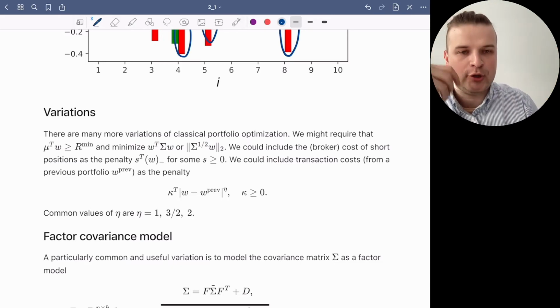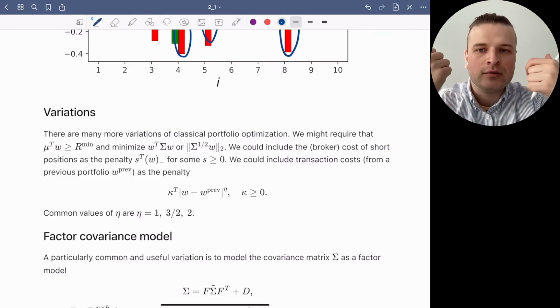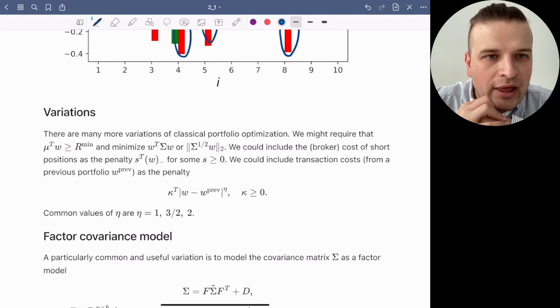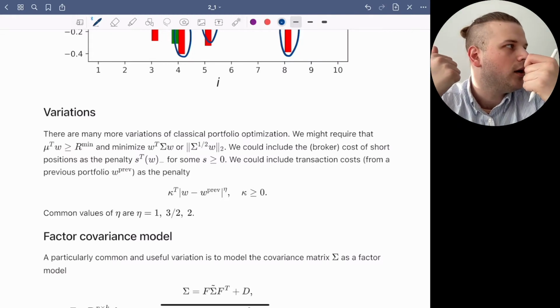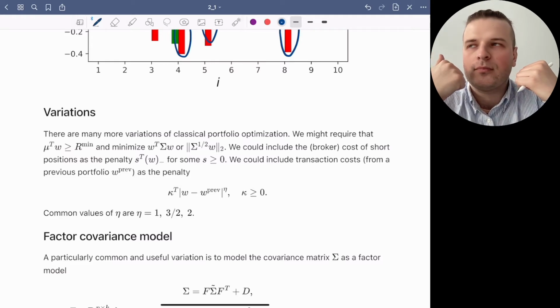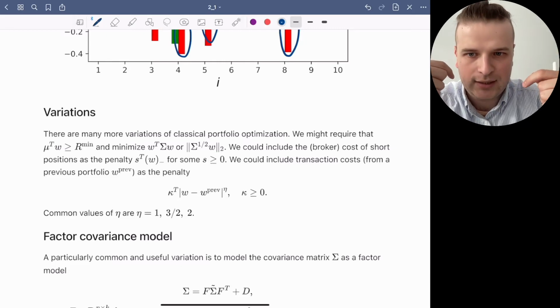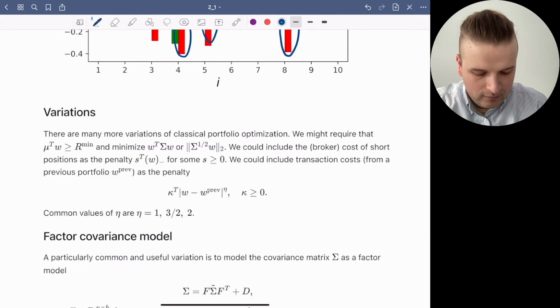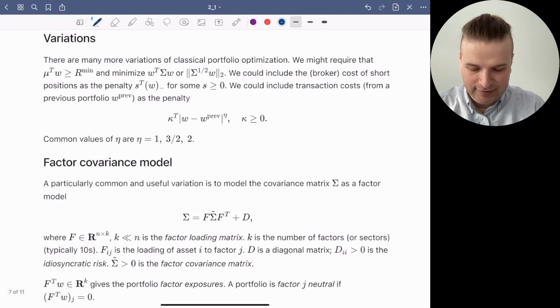But for example, you can include any commissions of a broker here. You can include, let's say, the minimum value of return if you want to receive a portfolio which is profitable, which should be more profitable than some minimum level, or some other modifications that are available here.